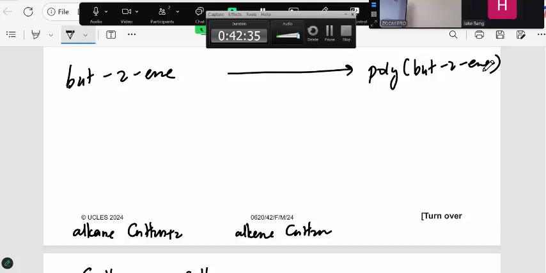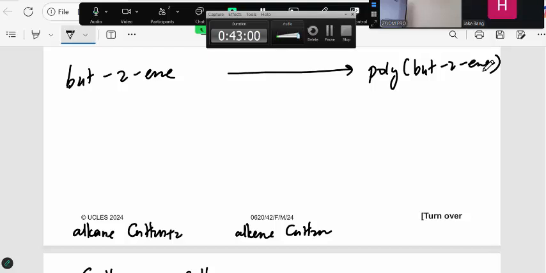This is not but-1-ene. This is the isomer of but-1-ene. That's right. Don't trust the internet. This is true material for but-1-ene. Right or not?